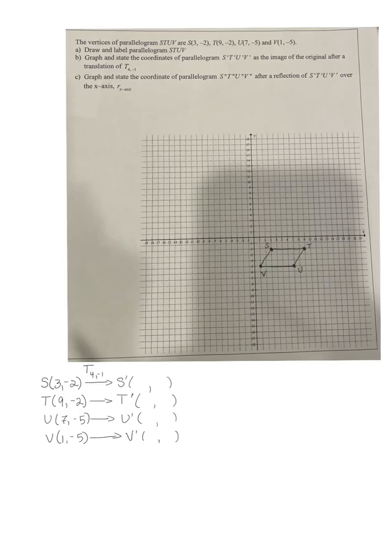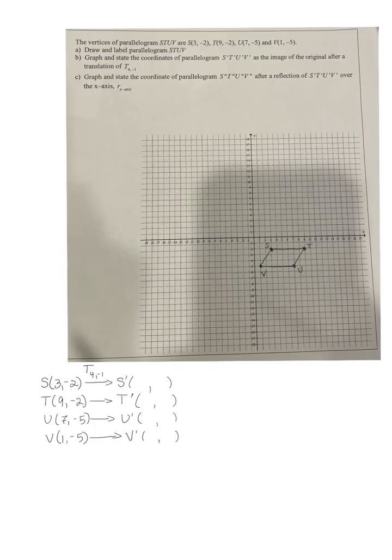Because now, the reason why I'm doing that is if you look up here, not only do we have to graph it, but we have to state the coordinates. State the coordinates means we have to write them down. So I like to write them down and then plot them. Okay? All right. So you know what? We're going to color code this. So we're going to do this in blue.